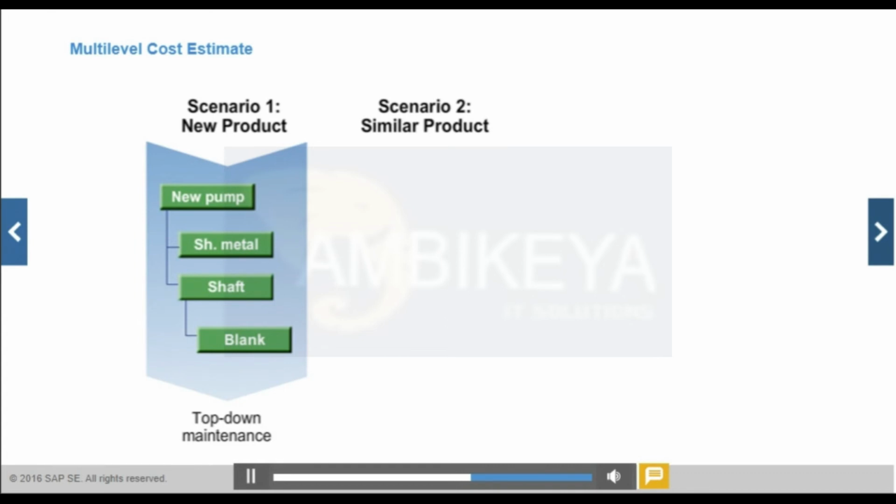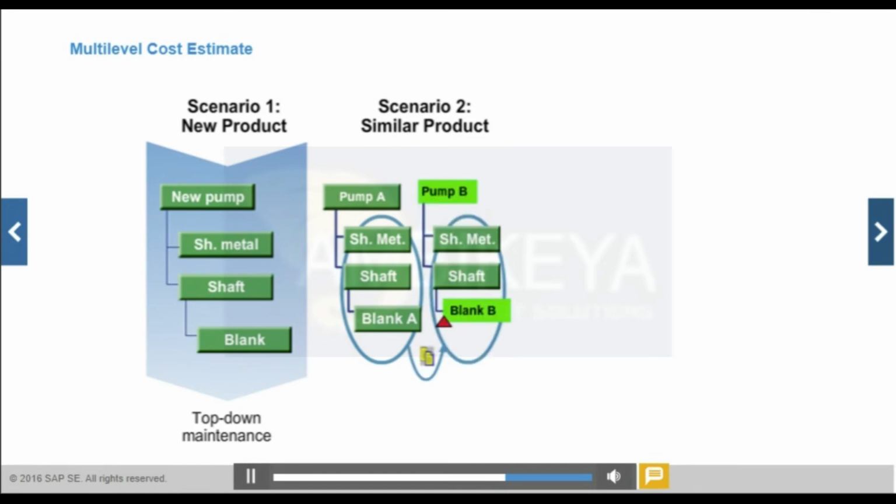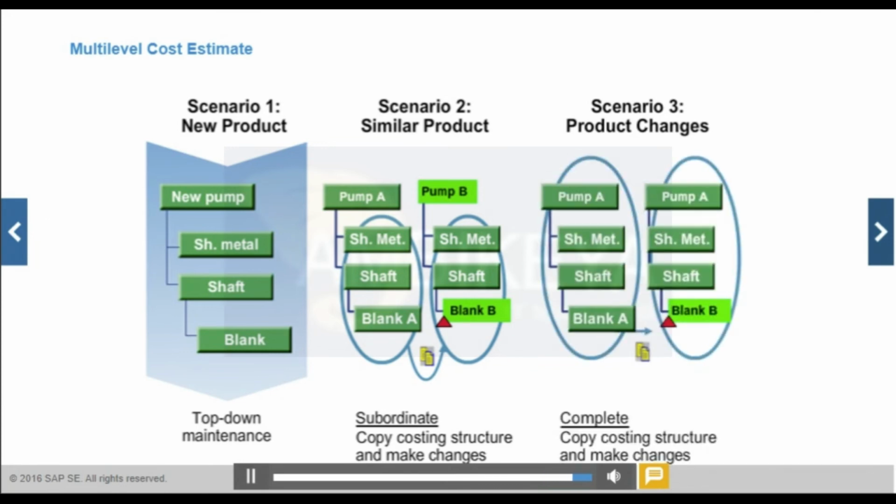Scenario 2. Similar product. You want to cost a new product that is similar to an existing one. You can copy the subordinate costing structure to the new product and make changes to the new or copied structure. Scenario 3. Product changes. You want to make changes to an existing product. Copy the existing costing structure and make changes to the copy.